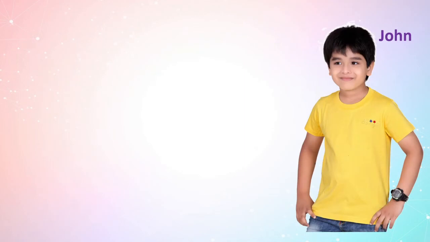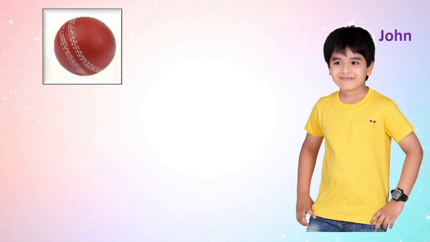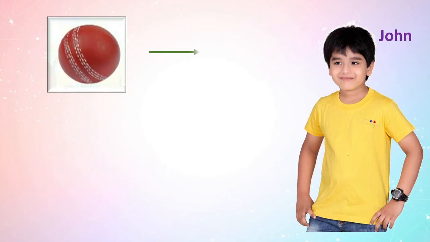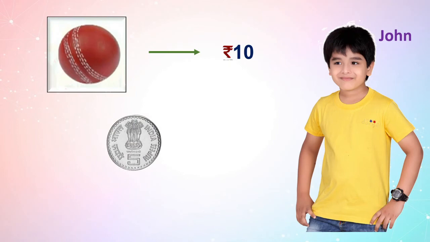Next is John. He purchased a cricket ball. The price of this ball is rupees 10. Yes, we'll see what he gave. 5 rupee 1 coin, 5 rupee 2 coins. Very nice John. You gave exact amount to the shopkeeper.